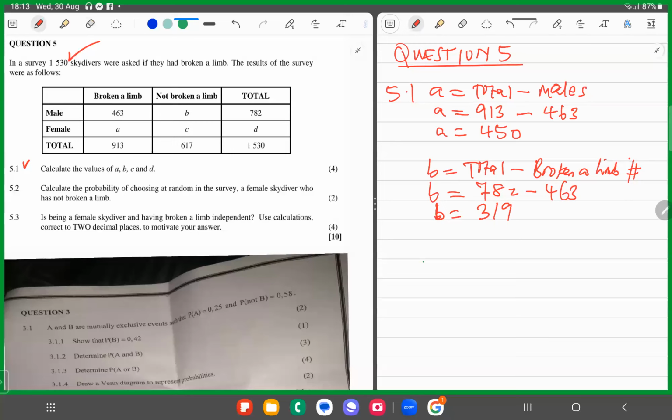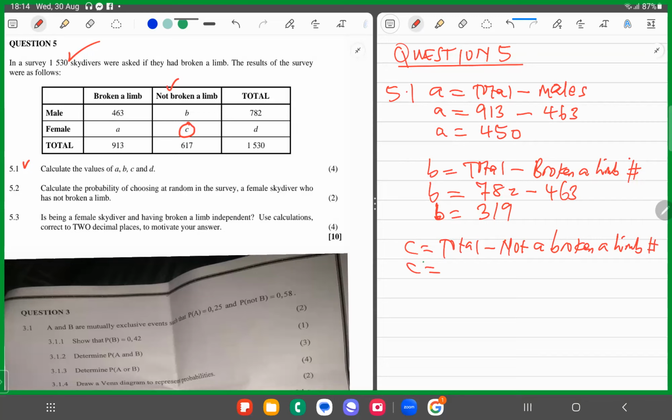Now we have C, which is this one. C occurs in the column of not broken a limb, so we can use that information. We can say C is the total minus not broken a limb. These guys are skydivers. Skydivers jump off airplanes, and they break their limbs in the process. So not broken a limb number.